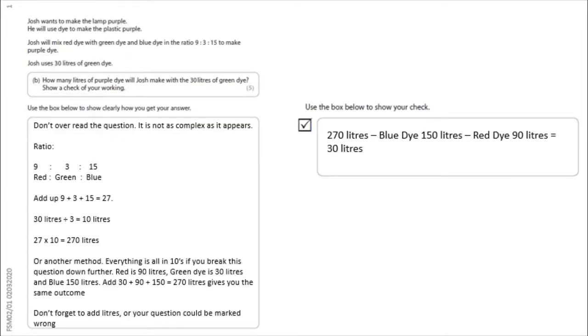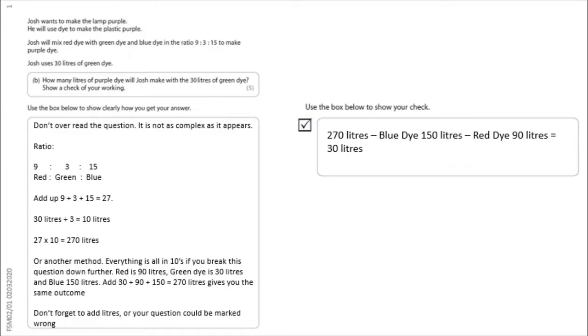With this question, it's going to all be about ratio. Let's read the question. Josh wants to make the lamp purple. He will use dye to make the plastic purple. He will mix red dye with green dye and blue dye in a ratio of 9 to 3 to 15 to make purple dye. Josh uses 30 litres of green dye. How many litres of purple dye will Josh make with 30 litres of green dye? Show a check to your working.